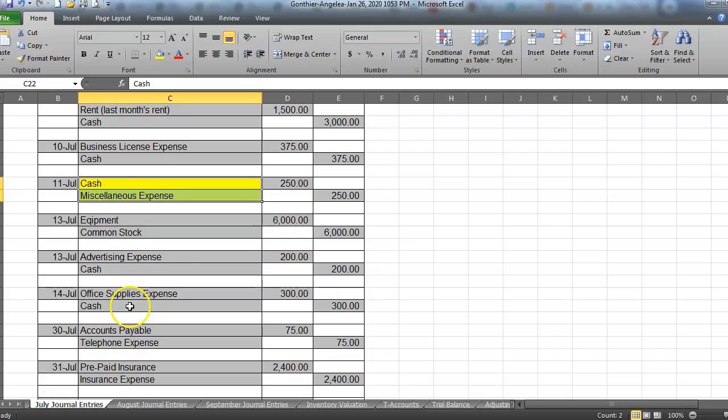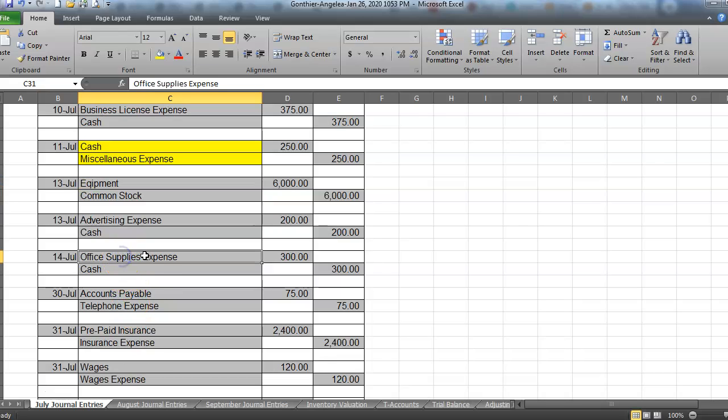The other one I wanted to bring to your attention is this one here. You are purchasing office supplies. It's important to note when you're buying office supplies, it's an asset until they're used up. And when it's used up, you've incurred an expense. So you're not to expense the office supplies at this point. Also, here's the same thing.